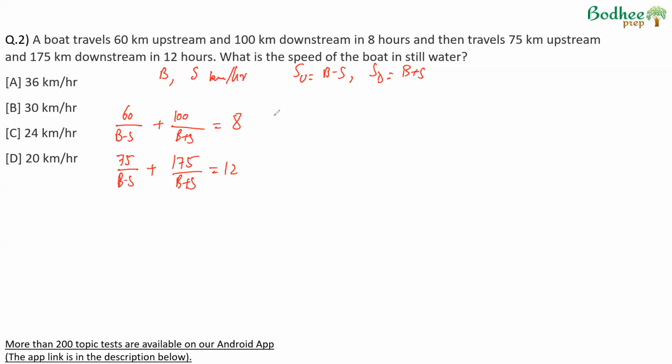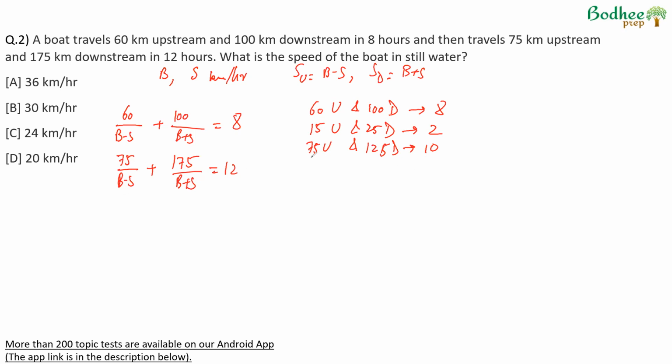But what I'm doing is, I'm saying 60 kilometers upstream and 100 kilometers downstream takes 8 hours. We divide the entire thing by 4, which means 15 kilometers upstream and 25 kilometers downstream should take 2 hours. Proportionally, multiply everything by 5. 75 upstream and 125 downstream should take 10 hours.